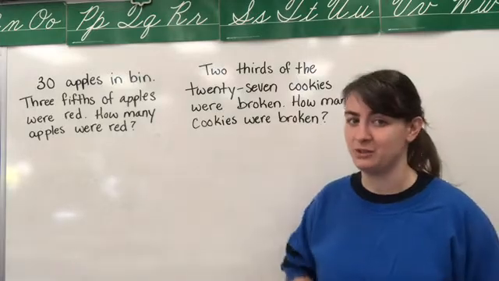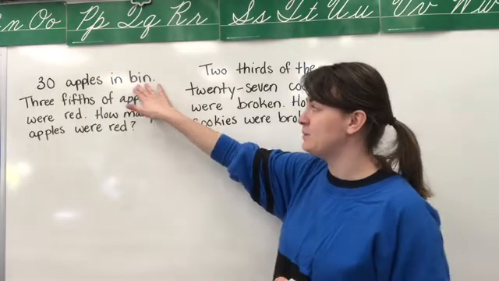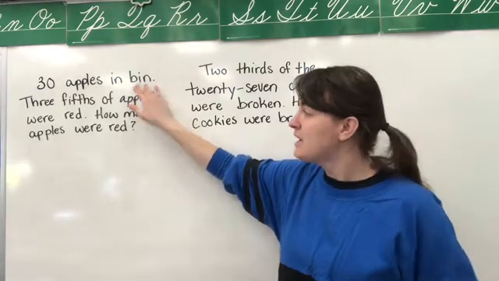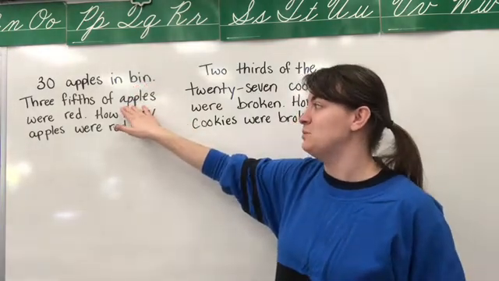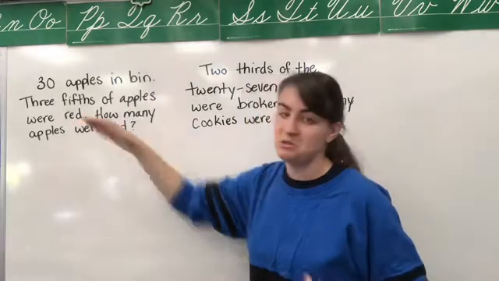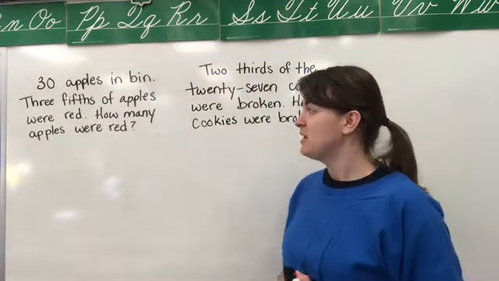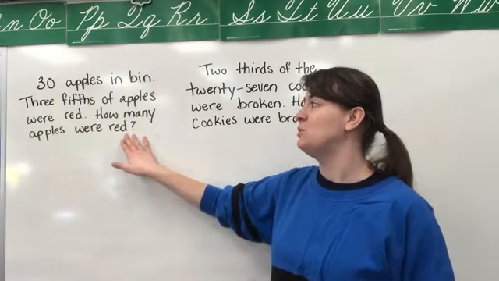So we're going to look at that today as we go through this section. Let's look at our first story problem. We've got 30 apples in the bin, in the container. And 3/5 of the apples were red. I'm assuming the rest of them were probably green. It doesn't tell us, but that's going to be my guess. So how many of the apples were red?